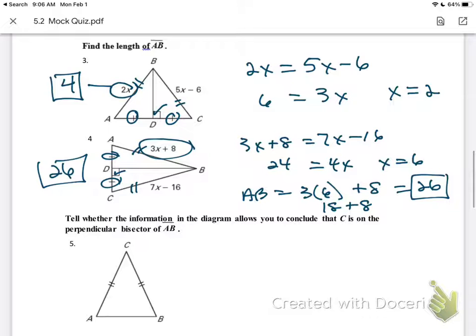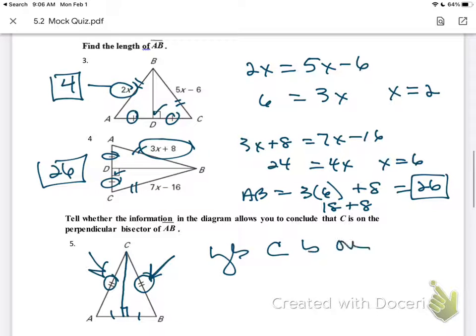Okay, and that brings us to problem number 5. It says, tell whether the information in the diagram allows you to conclude that C is on the perpendicular bisector of AB. And I'm going to say yes. Let me show you why. If C is on the perpendicular bisector, then this also happens. So since I know that these pieces are equal, I can say yes, C is on the perpendicular bisector, even though they don't have it drawn in.